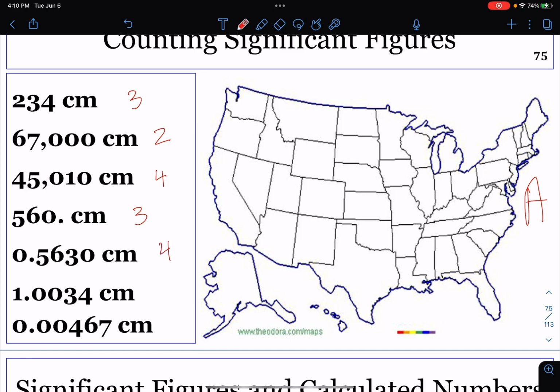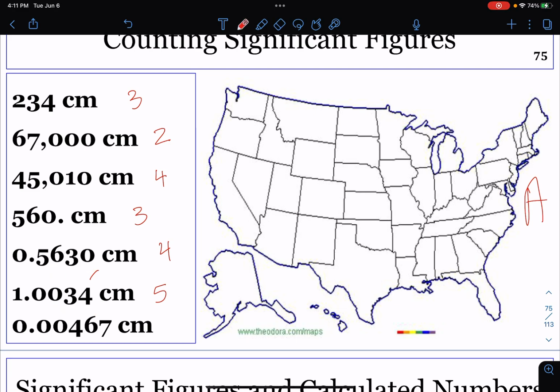We have 4 significant figures here, the 5, and everything else after. So this last 0 is significant. It was the one that was estimated, but this first 0 is not significant. It's just a placeholder. All of these numbers are significant because the zeros are sandwiched between the non-zero digits, so we have a total of 5 sig figs here.